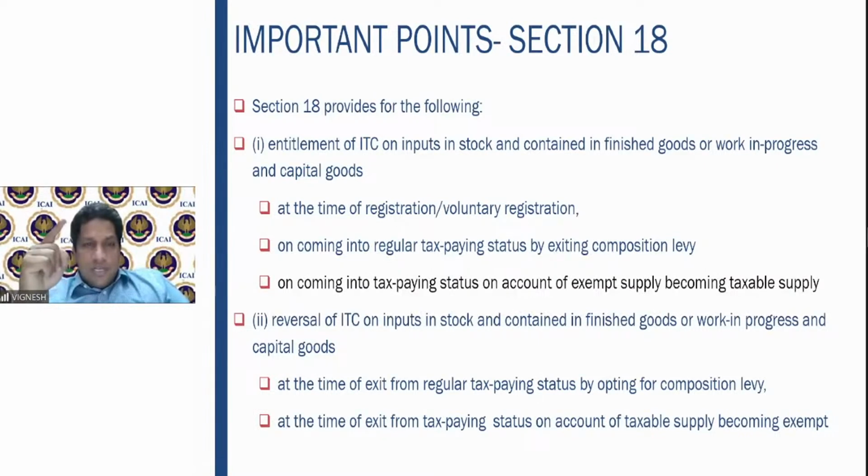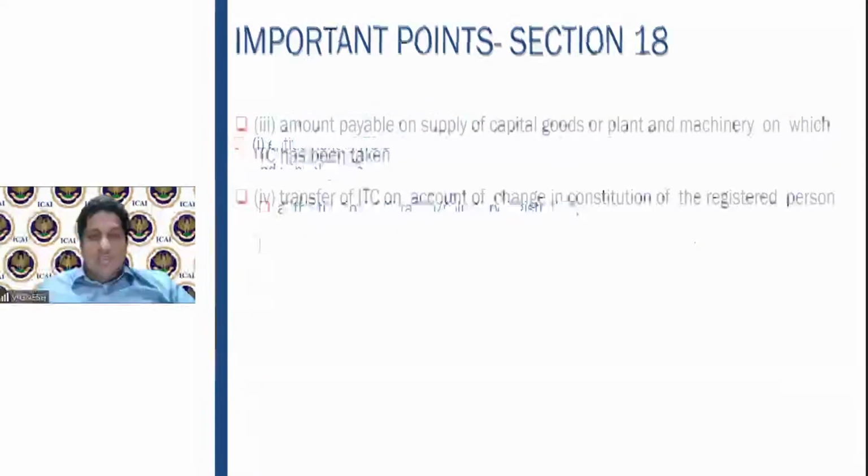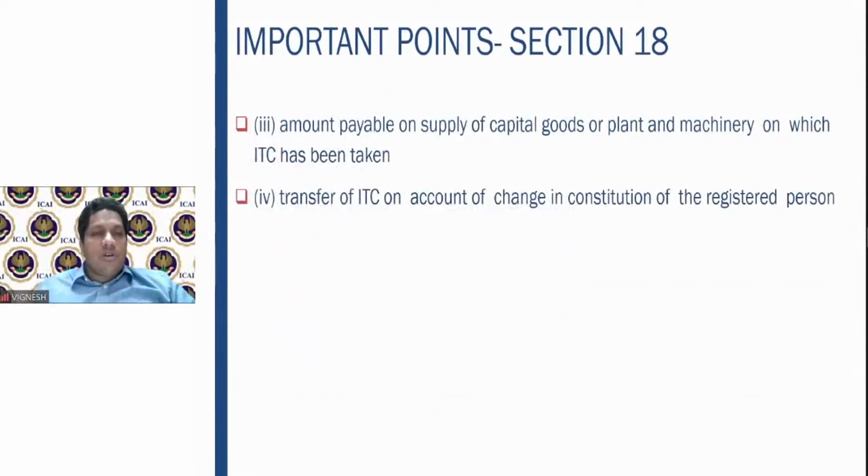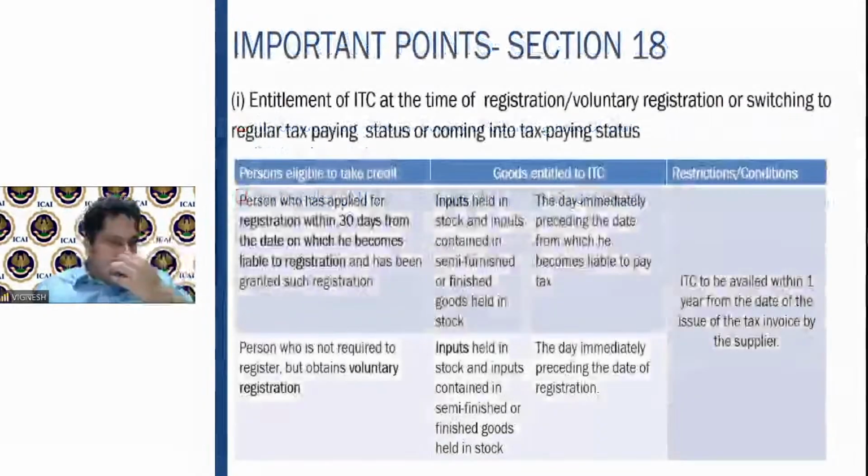So two things. First is entitlement of ITC. Second is reversal of ITC. Inputs are there in capital goods, in finished goods or work in progress. Once you are exiting from the regular scheme to the composition scheme, or you are exiting from tax paying status, that is, a taxable supply becomes exempt supply, it talks about reversal. So first is entitlement of ITC, second is reversal of ITC. And then the amount payable on capital goods, on plant and machinery on which we have taken the ITC, change in constitution, transfer. So these four are, in brief, the various situations covered in section 18.